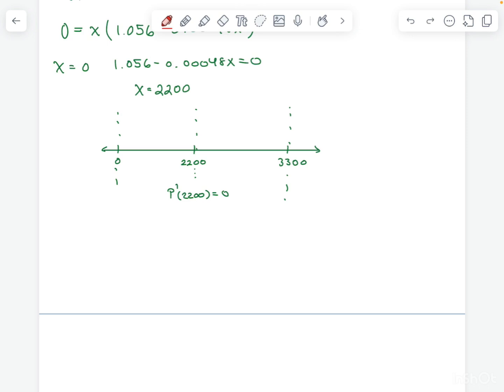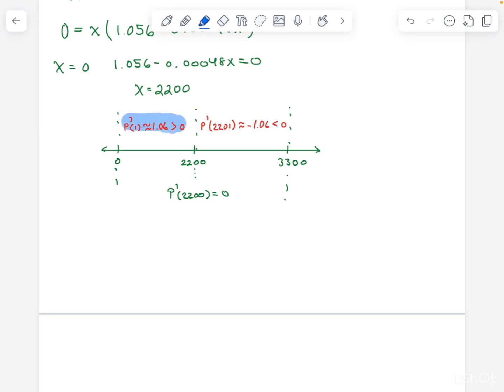I'll start by testing the interval between 0 and 2200, and I'll choose x is equal to 1. So the derivative at x is equal to 1 is approximately 1.06, which is greater than 0. Next, I'll test the interval between 2200 and 3300, and I'll choose x is equal to 2201. Here, the derivative is approximately -1.06, which is less than 0.